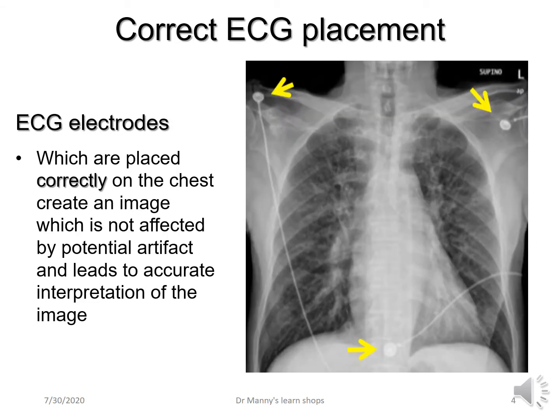Therefore, if we're using ECG electrodes, they have to be placed on the chest correctly. Otherwise, it can interfere with the image that's being created. ECG electrodes, which are placed correctly on the chest, create an image which is not affected by artifact and leads to accurate interpretation of the image by whoever the reviewer is. As you can see, the ECG electrodes should be off the chest.